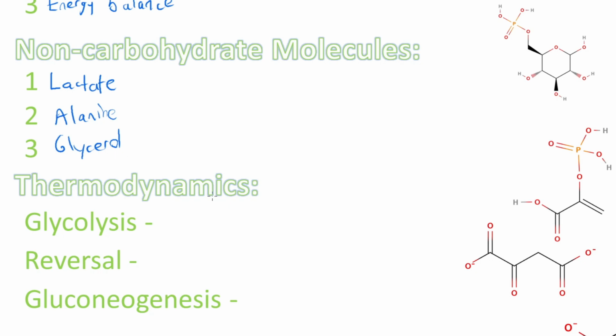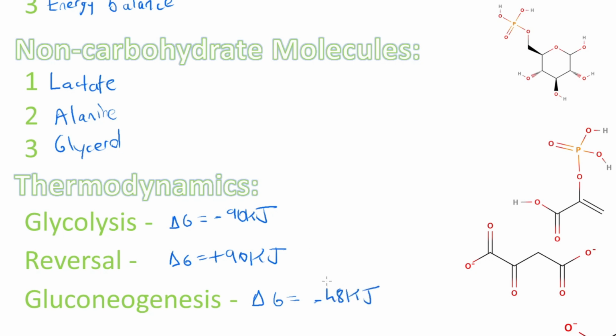Moving on, thermodynamics for gluconeogenesis is interesting. In glycolysis, the delta G is negative 90 kilojoules. And you might think that gluconeogenesis, which is going backwards, is going to be a reversal, right? But well, no, it isn't. Because if it were the reversal, it would have a delta G of positive 90 kilojoules, which is highly unfavorable and non-spontaneous, while gluconeogenesis actually has a delta G of negative 48 kilojoules.